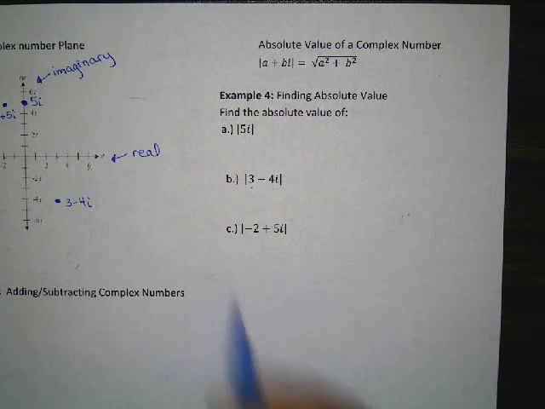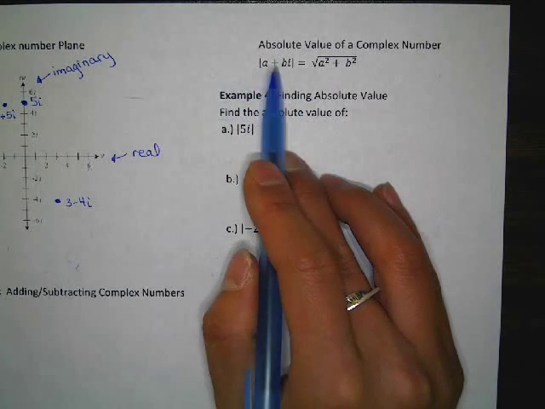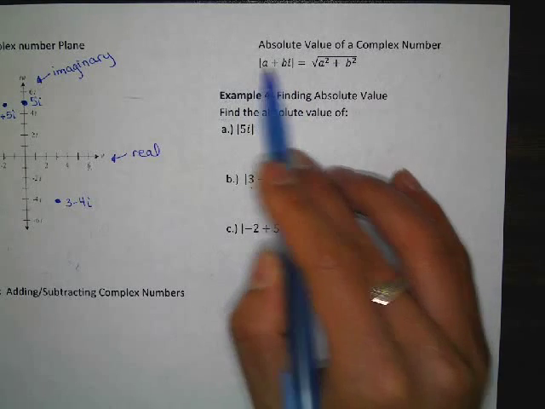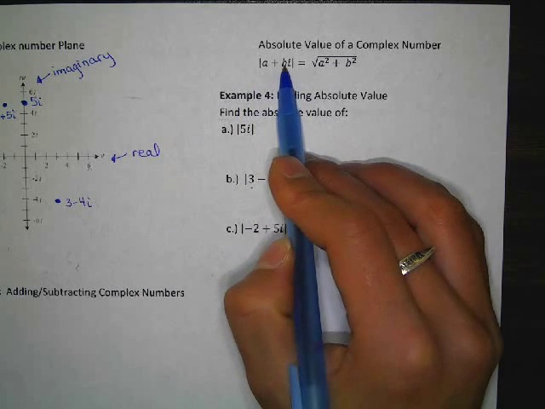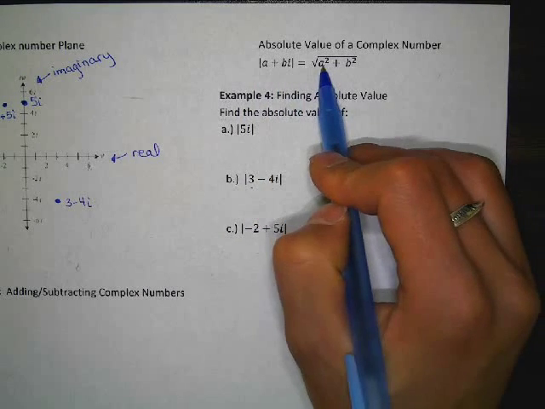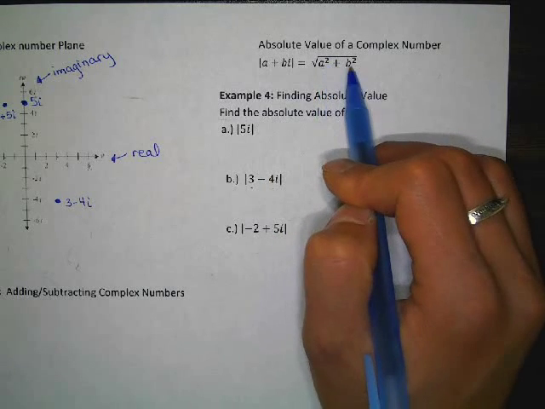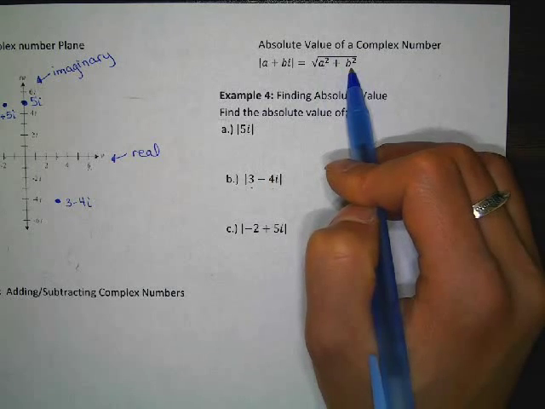The absolute value of a complex number, these bars right here indicate absolute value. If you have a plus bi, then you can just take the number part of it. Remember, i is imaginary, where a and b are still real numbers, and you can square each of them and then square root it, kind of like the Pythagorean theorem. So you have the square root of a squared plus b squared. Notice there's no i, it's just the number part of it.